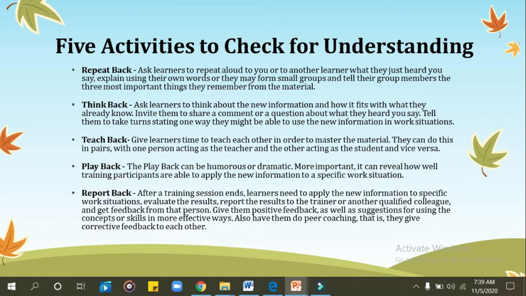After a training session ends, learners need to apply the new information to a specific work situation, evaluate the results, report the results to the trainer or another qualified colleague, and get feedback from that person.